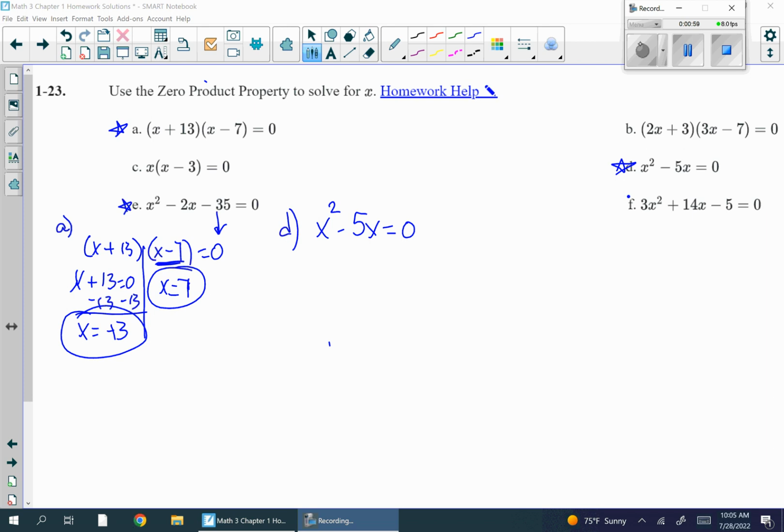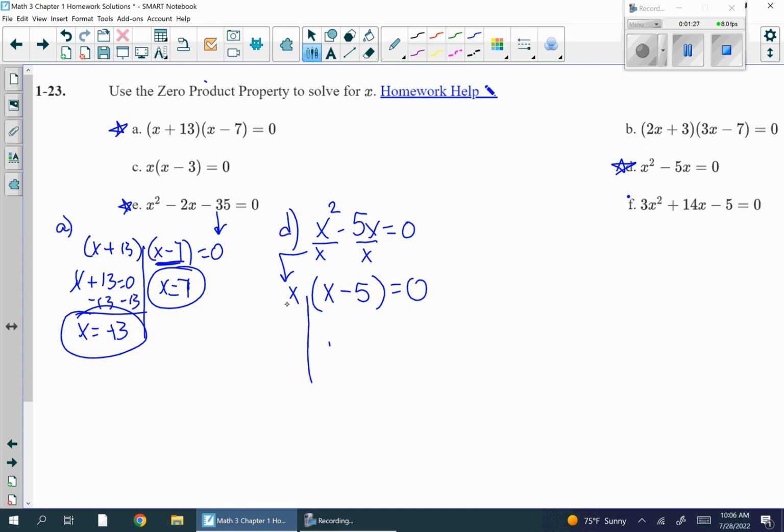For problem D, we notice that we do have a binomial that has a greatest common factor. So I have a common factor of x in both of these terms. So I'm actually going to have to divide each of these by x in order to get that x out front. And then we're reverse distributive property-ing here, and we are left with x - 5 for our expression. We now have a factored expression, and we can do the same thing we did in problem A.